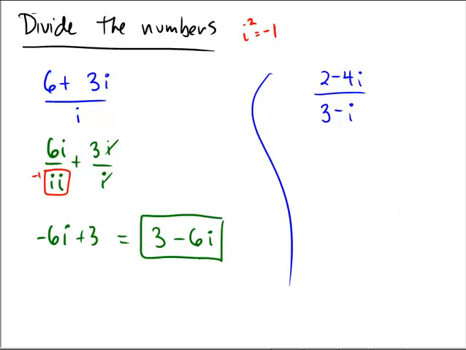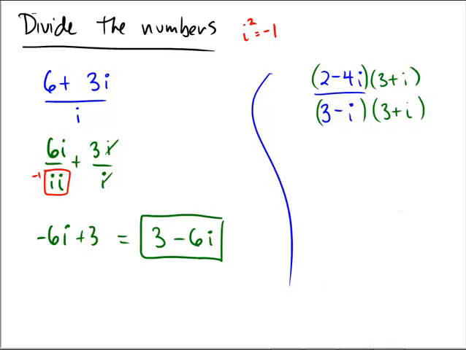On the right-hand side, however, we have a distinct problem. We have 3 minus i in the bottom. So for the purpose of rationalization here, we're going to need to multiply top and bottom by the conjugate of 3 minus i, which is 3 plus i. We have to do this so that we can clear the i from the denominator.